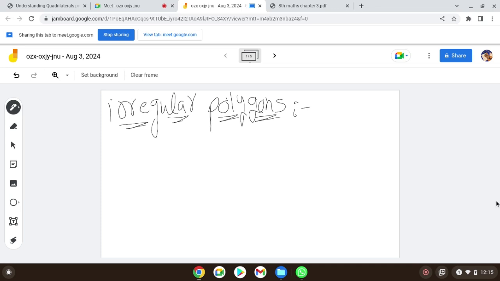Irregular polygons. The definition of irregular polygon is: a regular polygon has all the sides of the same length and all. No, this is regular. We have to do the irregular.